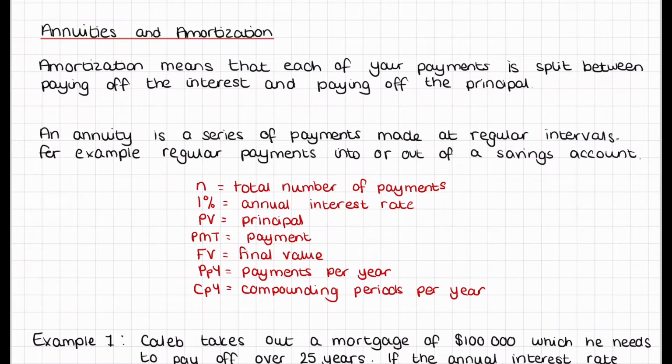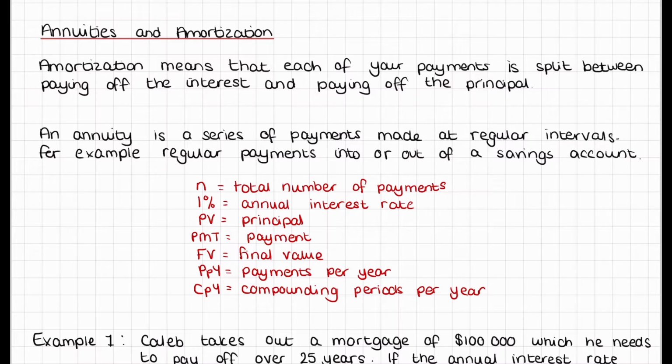Hi everybody, this video is on annuities and amortisation. Amortisation means that each of your payments is split between paying off the interest and paying off the principal. And an annuity is a series of payments made at regular intervals, for example, regular payments into or out of a savings account. They're both very similar, and you calculate and work them out in your calculator the same way.